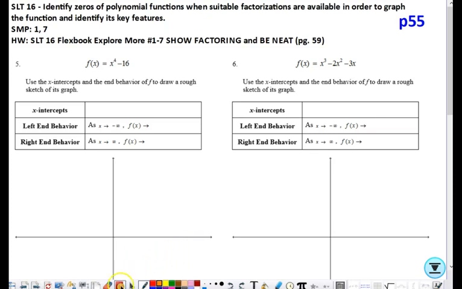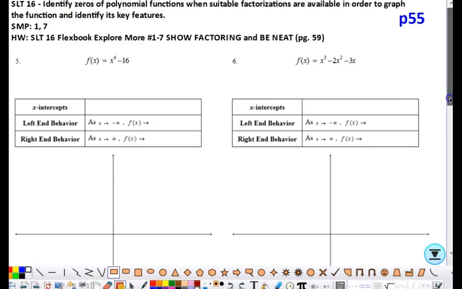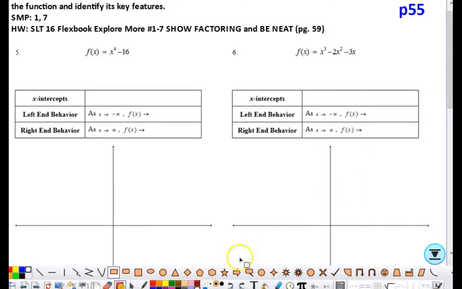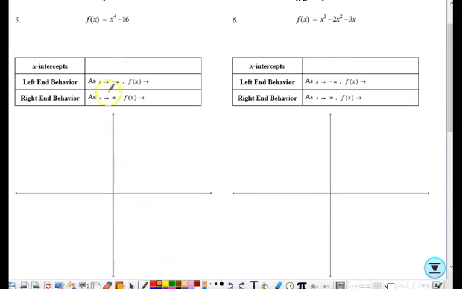Okay. Pause the video here, factor number 5 completely, then we'll factor number 6 completely. Number 5 is the difference of perfect squares. But then x squared minus 4 factors more. But x squared plus 4 does not. X squared plus 4, that's going to give me complex solutions.